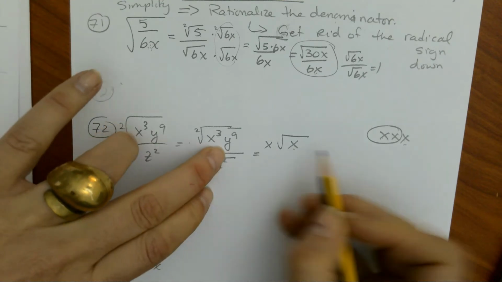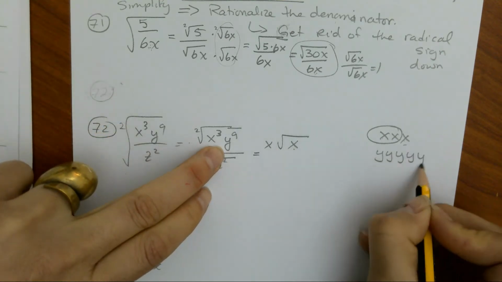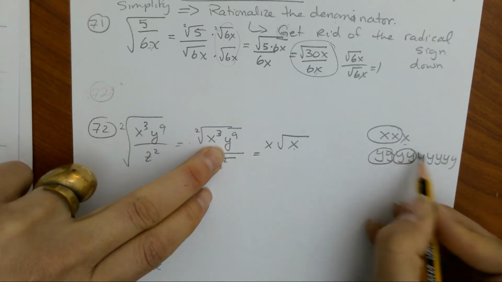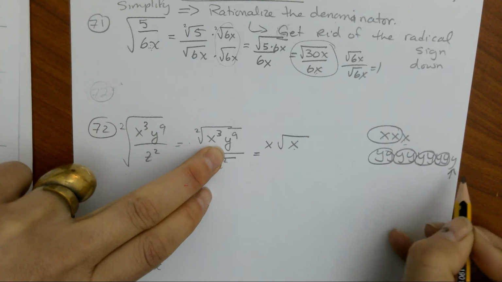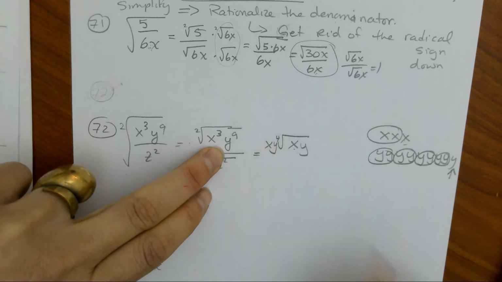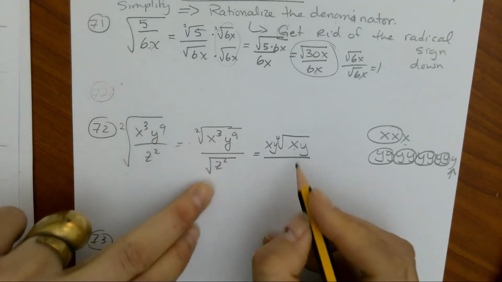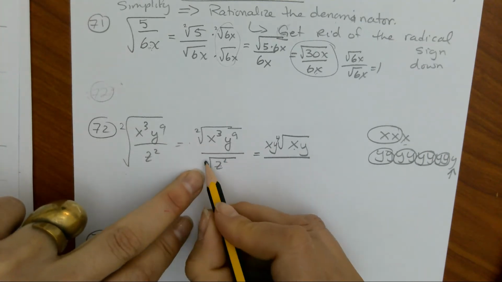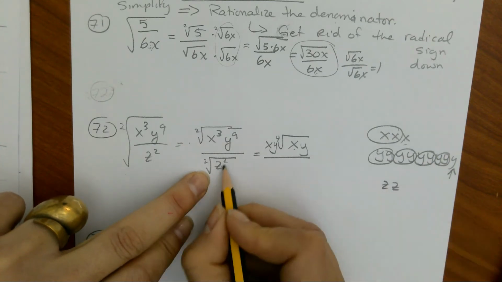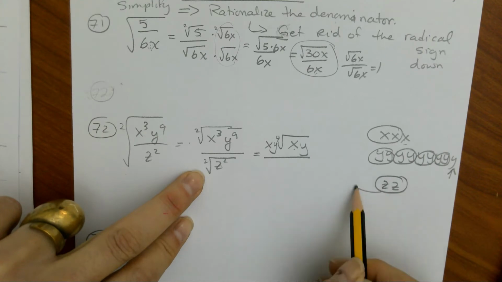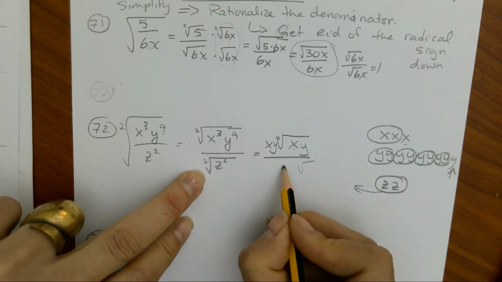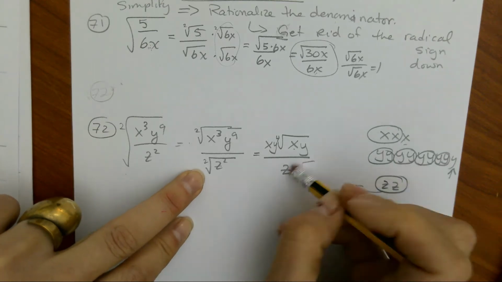Now the y's, I need groups of 2. So one y has to stay, but I can take out 4 groups of y. Now in the bottom, because there's nothing here, it means there's a 2, so it's a square root. And there's 2 z's underneath. I can take out a group of 2, which leaves nothing under the radical sign, and so I just have z. If there's nothing under the radical sign, I don't need to write it.